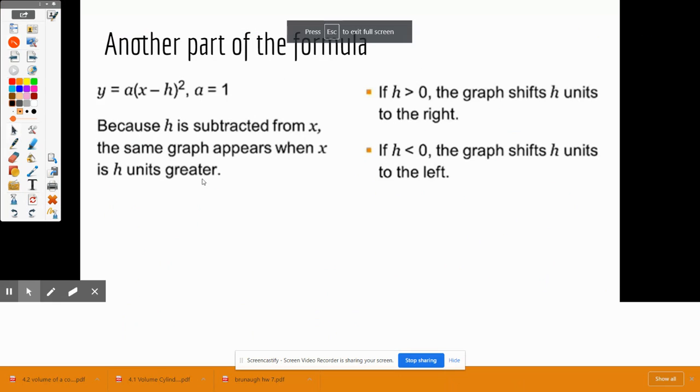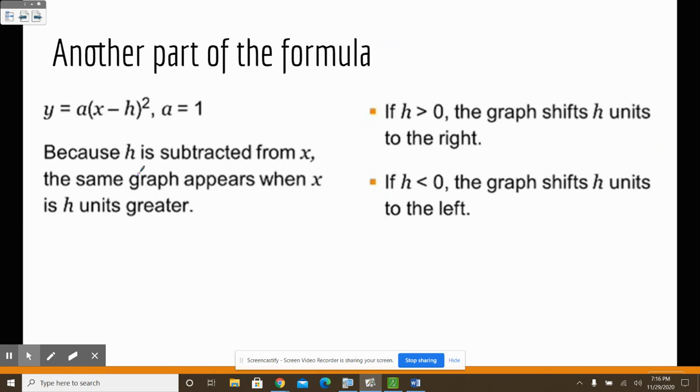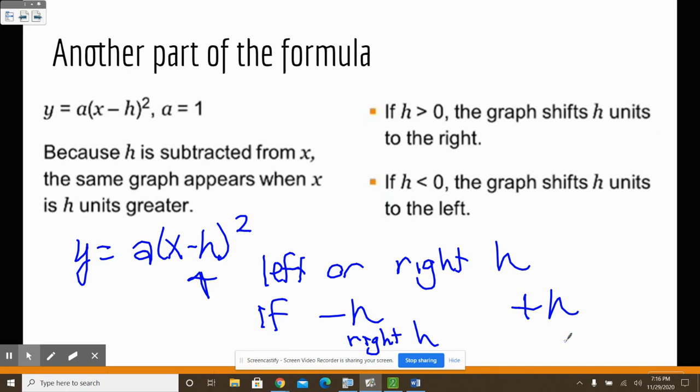And here's how they wrote it out for us. It is going to be a translation, a horizontal translation this time. And if h is greater than 0, it goes to the right. And if h is less than 0, it goes to the left. But you have to remember that the sign has changed. So again, you might want to write it down however it makes sense to you: (x minus h) squared goes left or right h. A minus h goes to the right h. And if it's a plus h in the parentheses, then it goes to the left h.